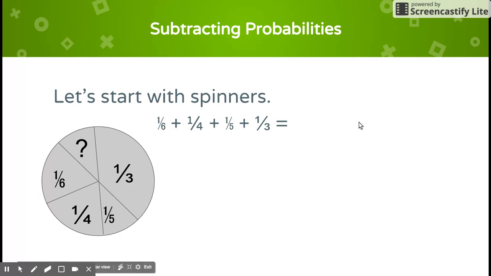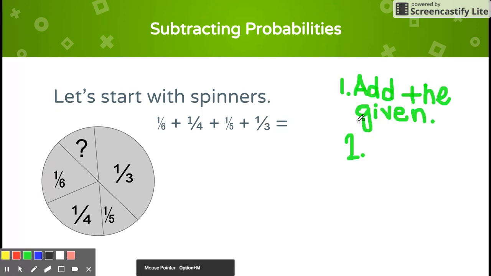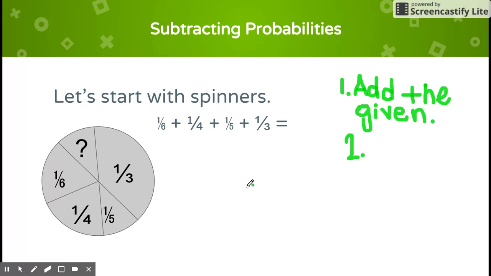So the steps for finding a missing piece, like if they give you everything and then you have something missing, is first you have to add all of the fractions that they have. Excuse my bad handwriting. All right, so first you have to add the given. In order to add the given, we have to find a common denominator first before we can do anything else. Now, if we look at 6, 4, 5, and 3, we can list all the multiples to figure out what the common denominator is. But I'm just going to tell you that the common denominator is 60. So if you thought the common denominator is 60, you are correct.